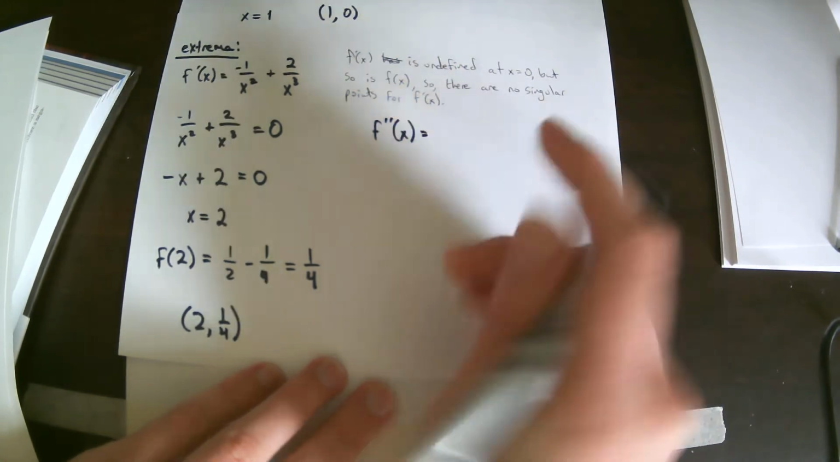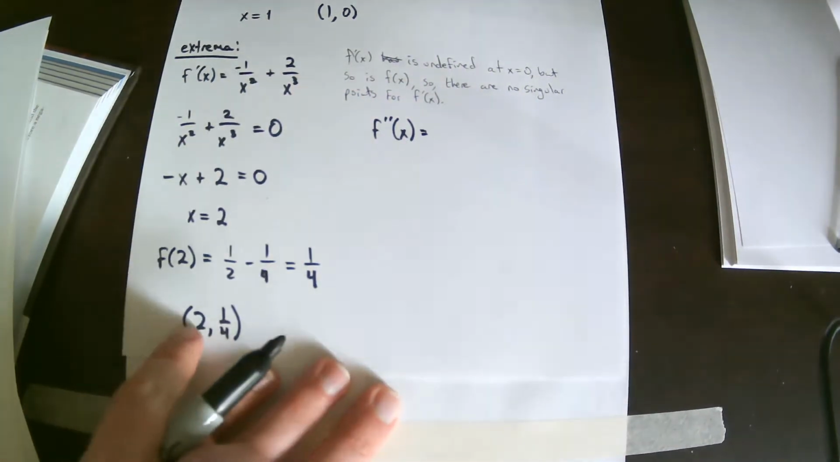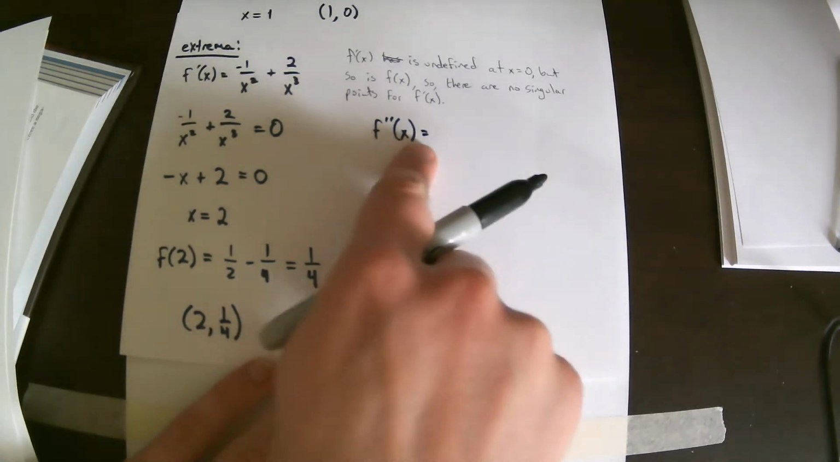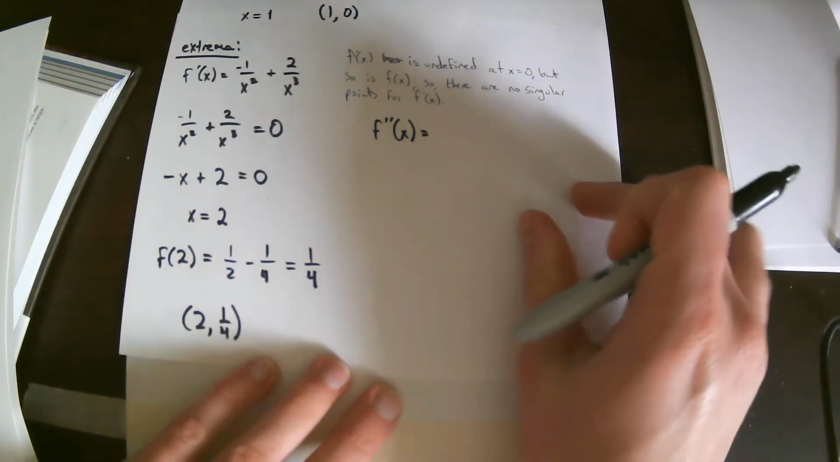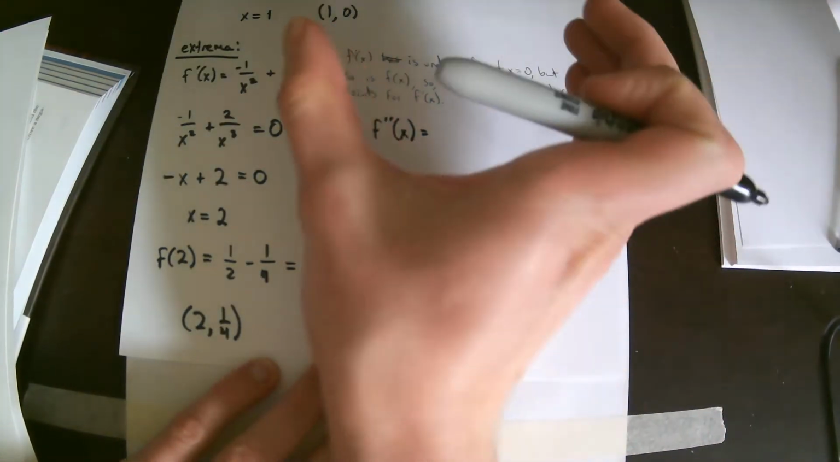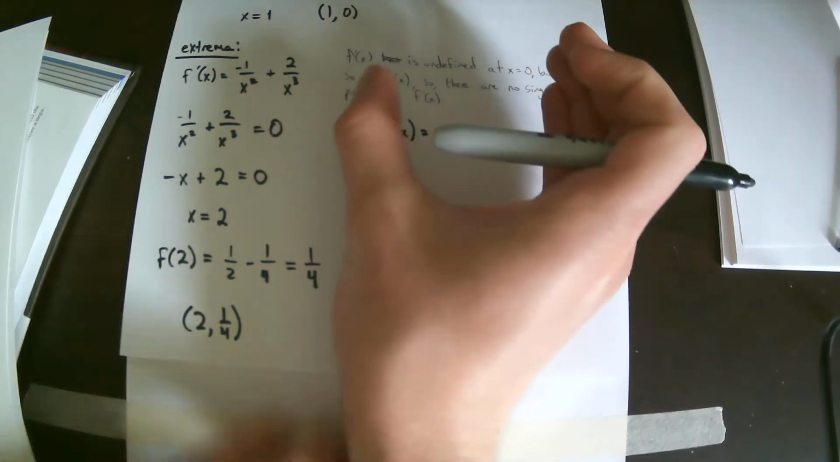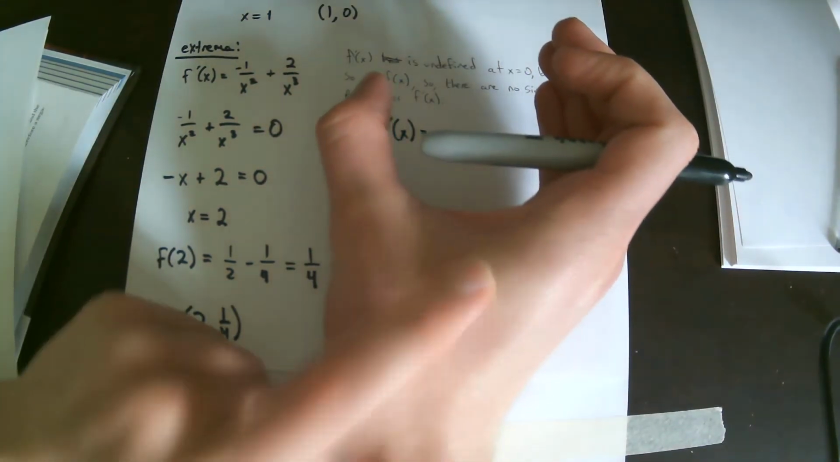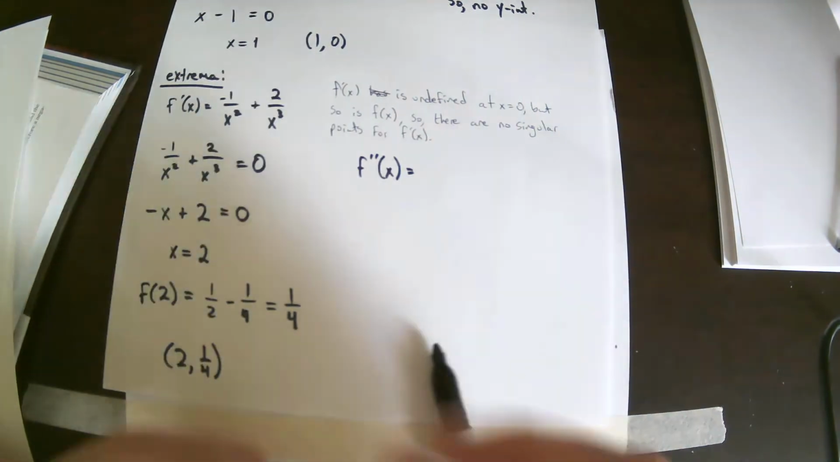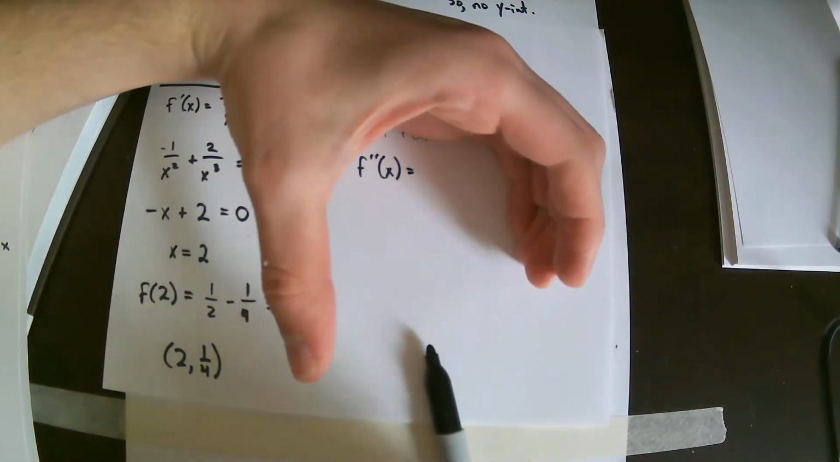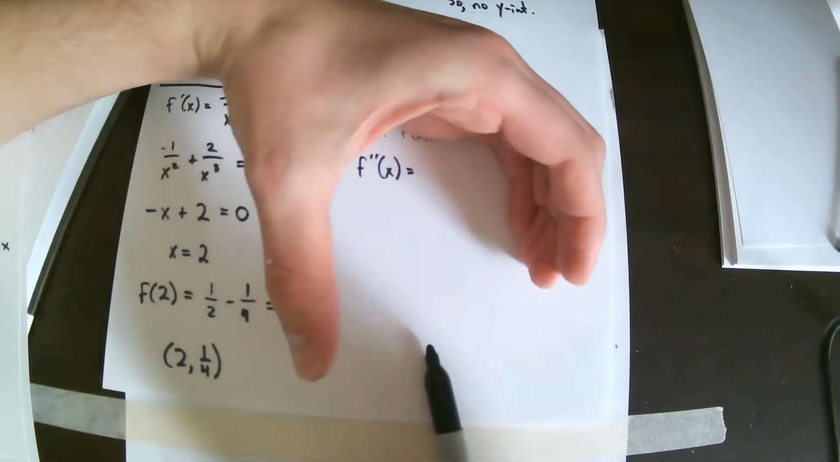And then once we have it, we're going to plug this 2 into this second derivative. If it's positive, that means that the graph is concave up and that our point is a minimum. If it ends up being negative, that means that the graph is concave down and our point is a maximum.